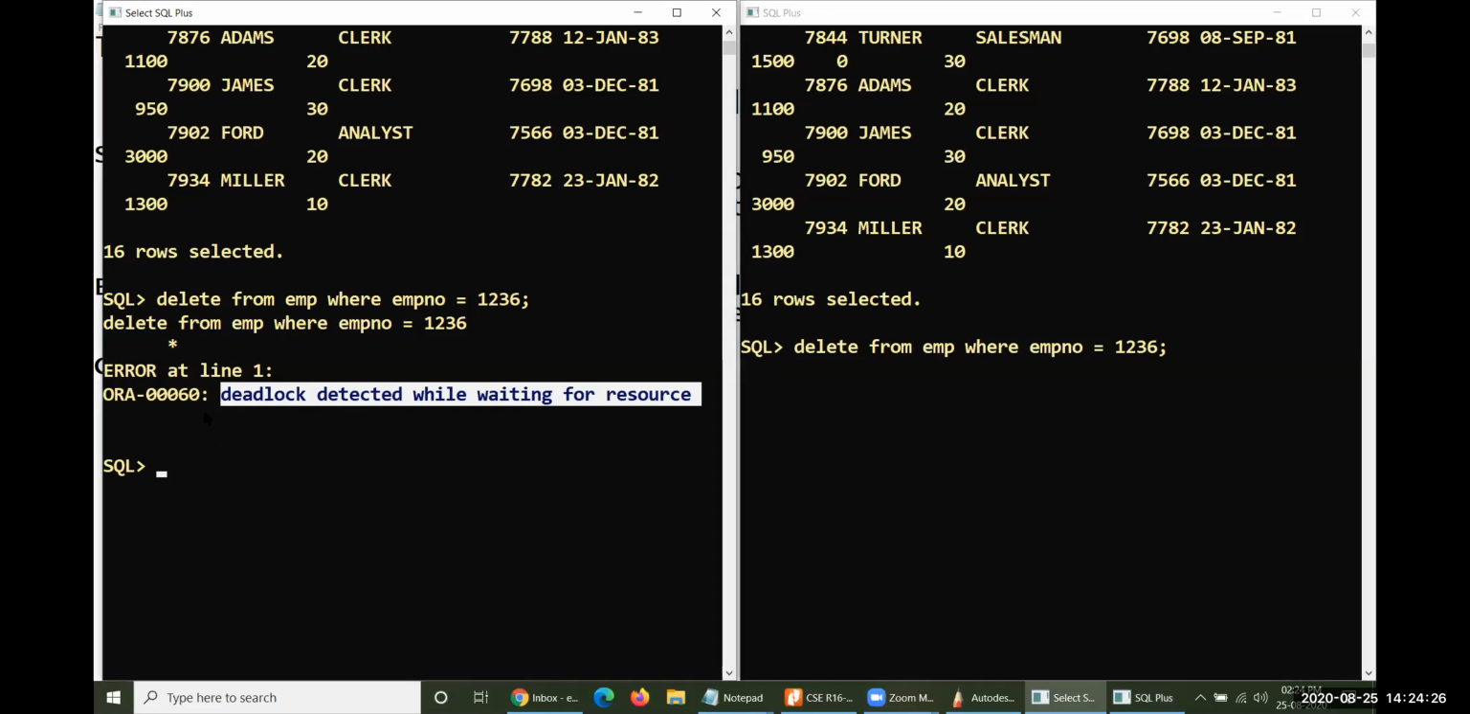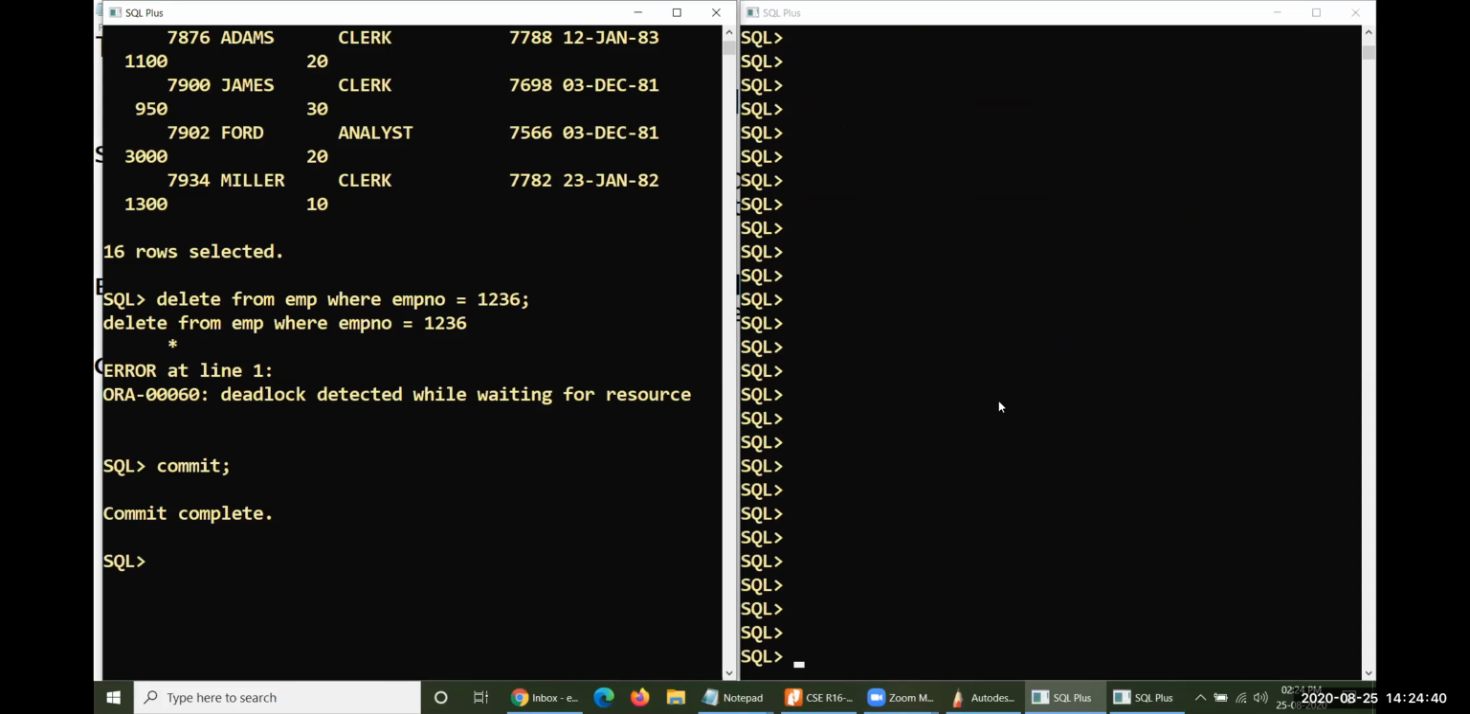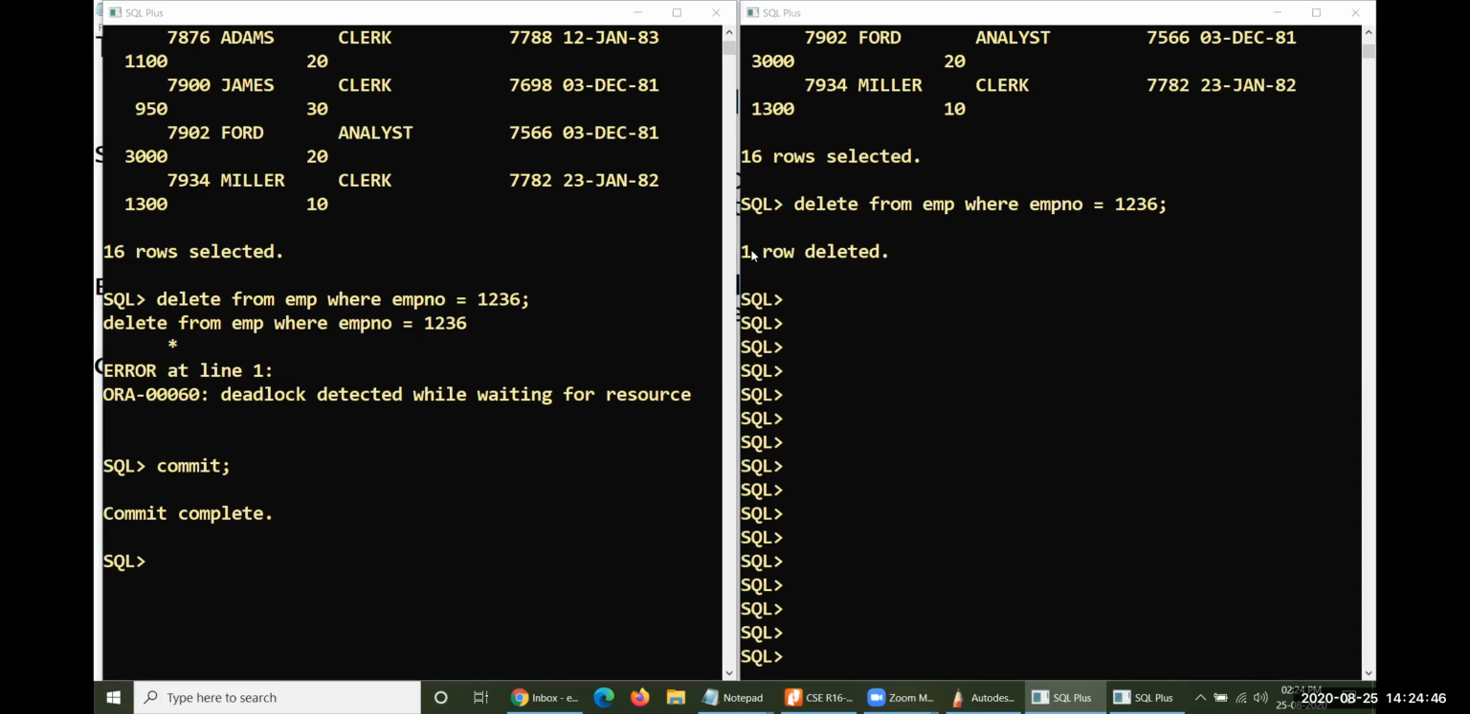But here, the lock has been released. When you operate a commit here, the lock will be released by this particular person. You could see how many enter keys you have entered. Those many, everything will be noted here, and our operation succeeded. That is why it is called a read conflict.